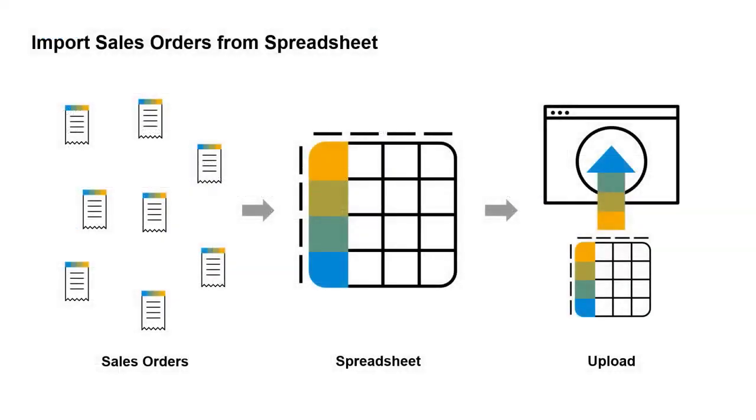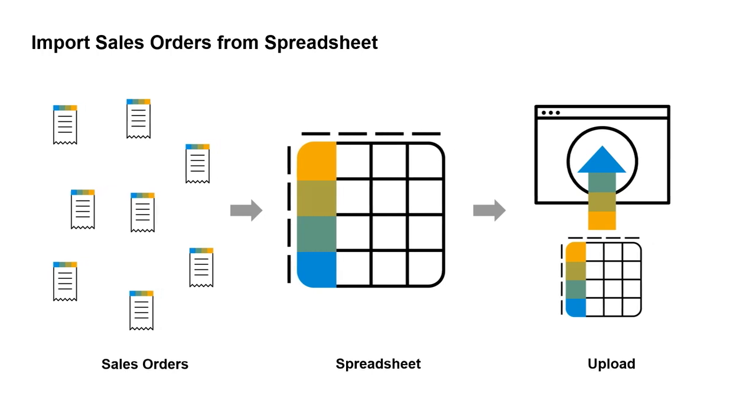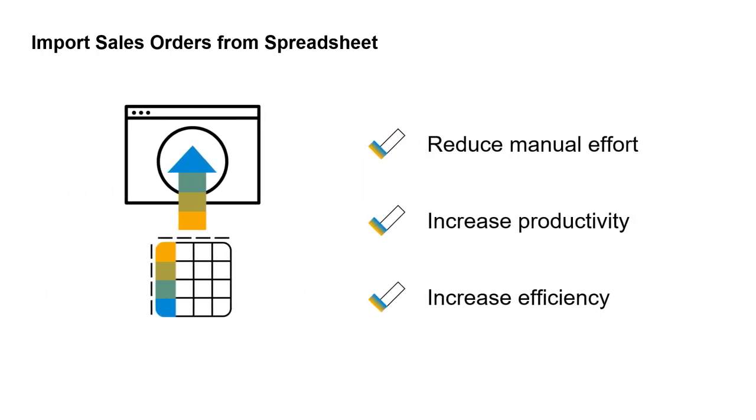The SAP S/4HANA Import Sales Order Fiori app allows internal sales representatives to create multiple sales orders by uploading the order data in an Excel spreadsheet. The resulting reduction of manual effort improves sales productivity and efficiency.